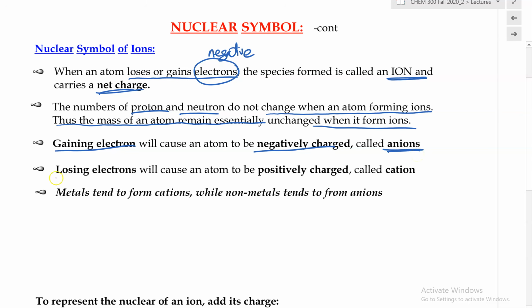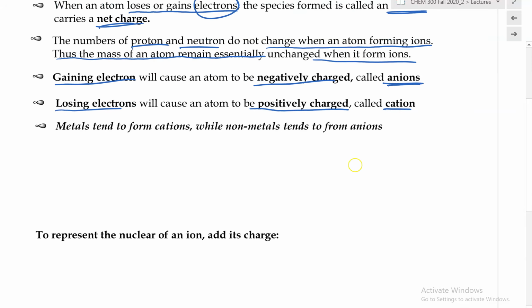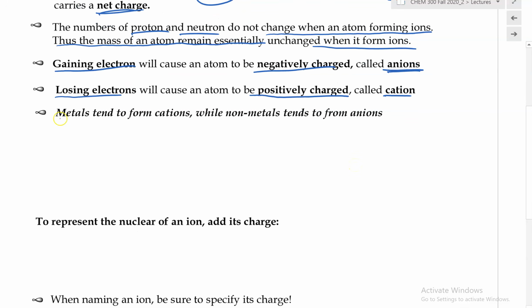Versus if an atom were to lose an electron, it would then become positively charged because you're losing something that is negative. It would then be called a cation. And we see the following. Metals tend to form cations because that is the definition of metal. They like to give up electrons. So that's why they form cations, while non-metals tend to form anions because they like to accept electrons. So therefore they become negatively charged.